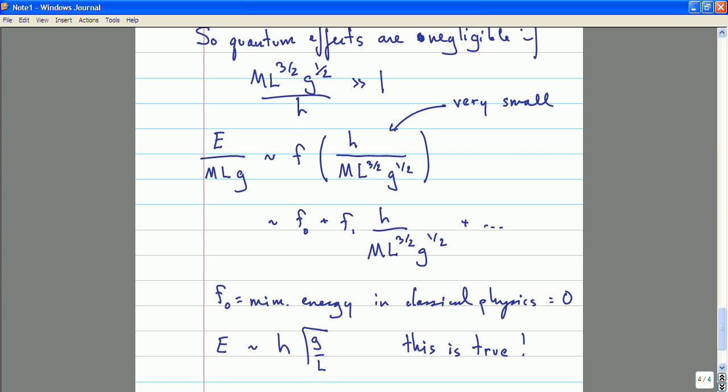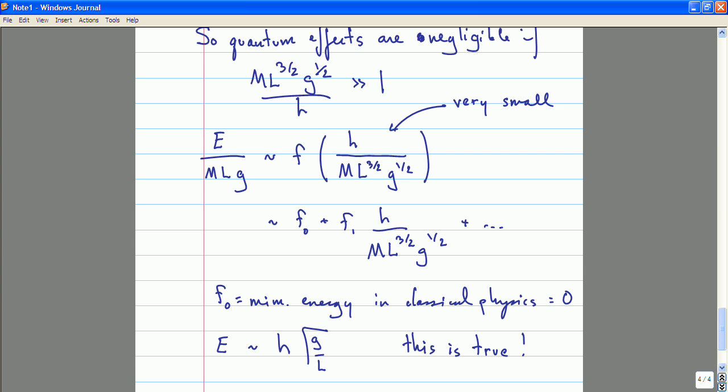This is Galileo's famous observation that you can drop two things of different weights from the same height, and they'll both hit the Earth at the same time. We're now saying that there's also a quantum version of this, which is that the energy of the minimum energy configuration of the pendulum in quantum mechanics is also independent of the mass of the pendulum.